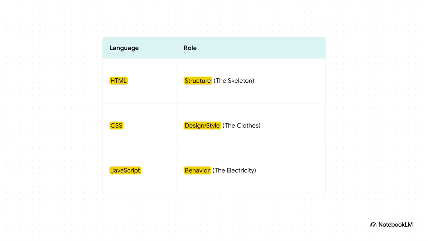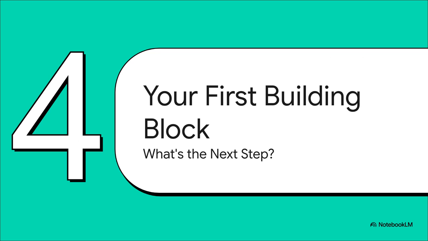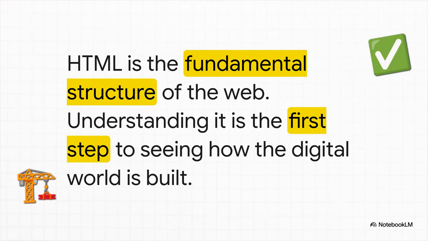That's the trio. So what's the big takeaway here? We've gone from asking a simple question to understanding the absolute core of how the web actually works. So now you get it. HTML isn't some scary, complicated code. It's the blueprint. It's the simple, fundamental structure behind literally everything you click on and scroll through online. And understanding this skeleton, well, that's the first, most important step to really seeing how the web is put together.